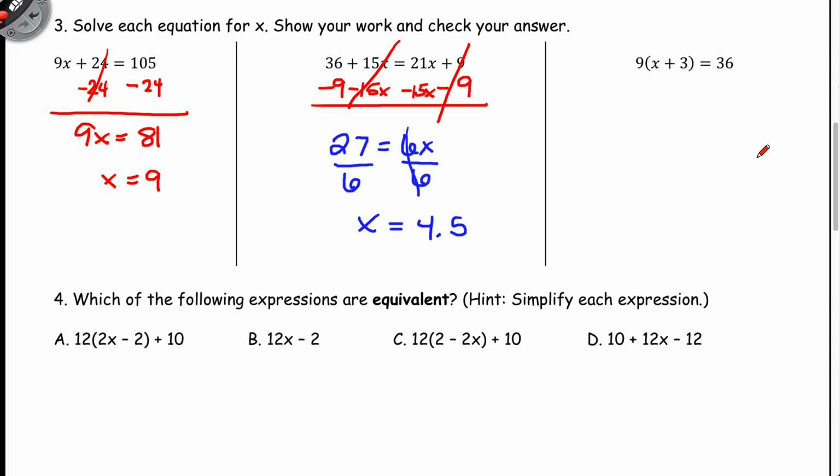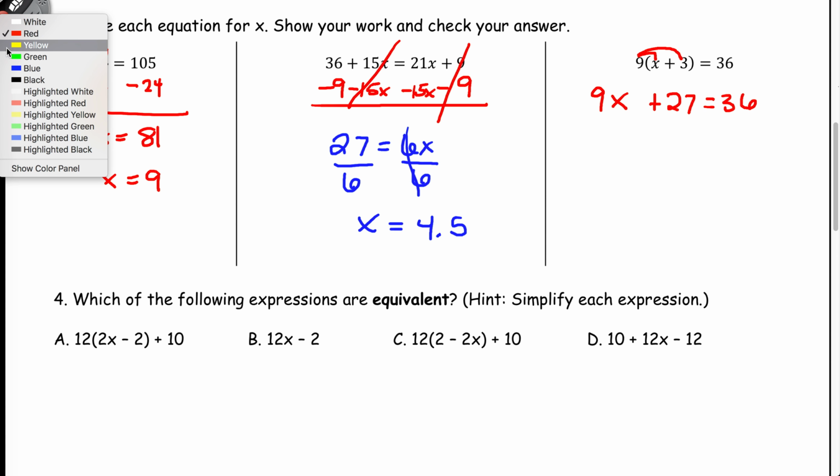All right, last one here. You'll notice you have a set of parentheses. Anytime a number is slapped against a parenthesis, that means to multiply. It also means to distribute in this case because there's more than just one thing in that parenthesis. So you have to multiply both. It's 9 times x and 9 times 3. So I get 9x plus 27 equals 36.